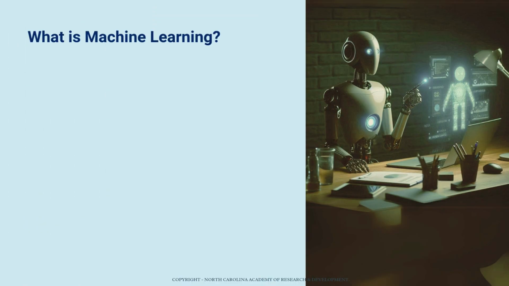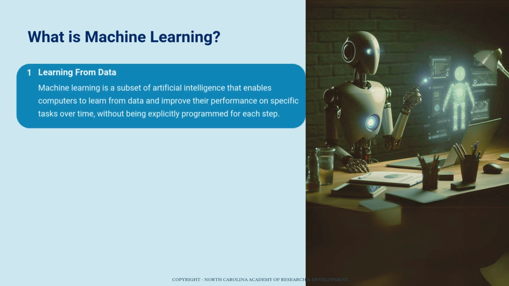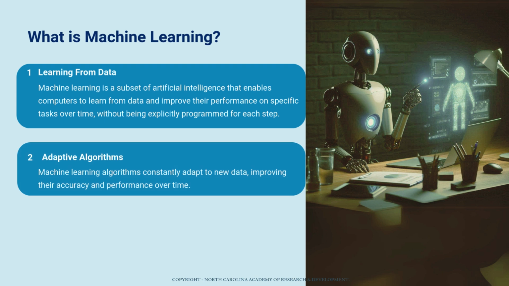Welcome to the world of machine learning, one of the most exciting fields in artificial intelligence. But what exactly is machine learning? Let's understand. Machine learning is a fascinating branch of artificial intelligence that allows computers to learn from data. Instead of being explicitly programmed for every task, these systems analyze data and improve their performance over time, just like we learn from experience.